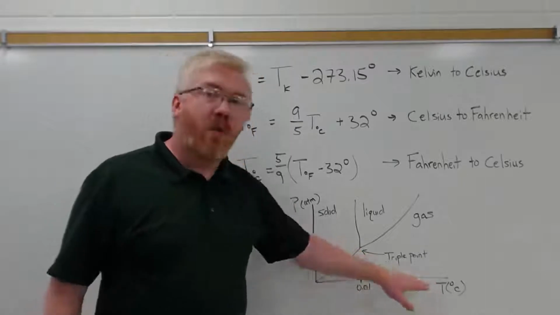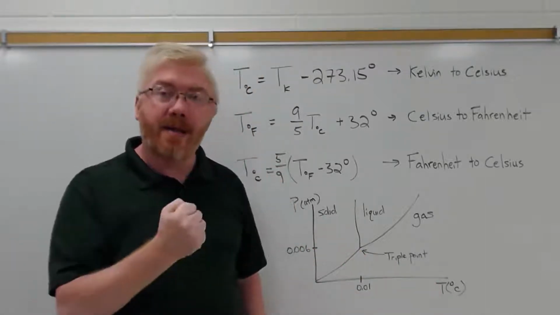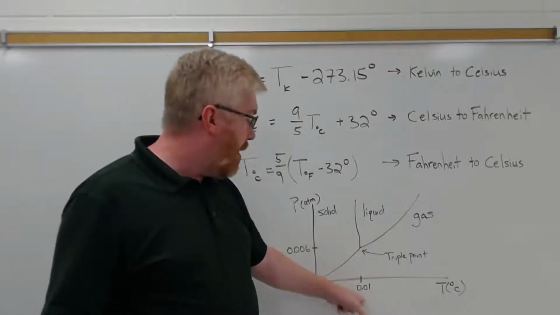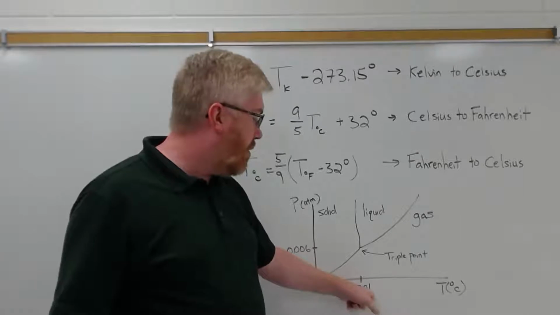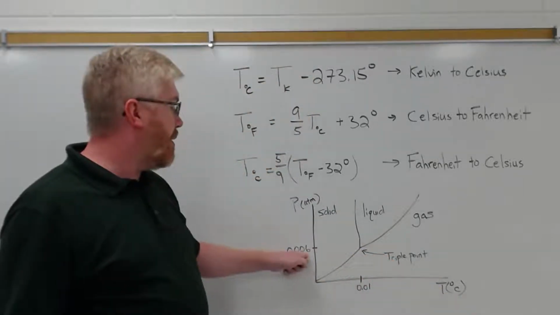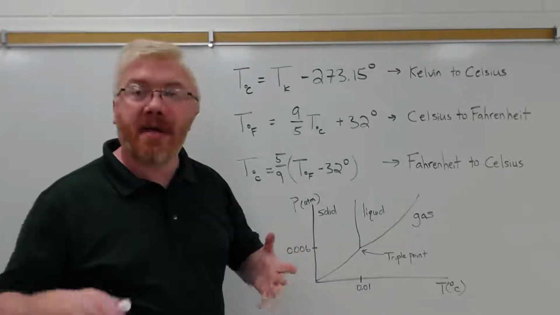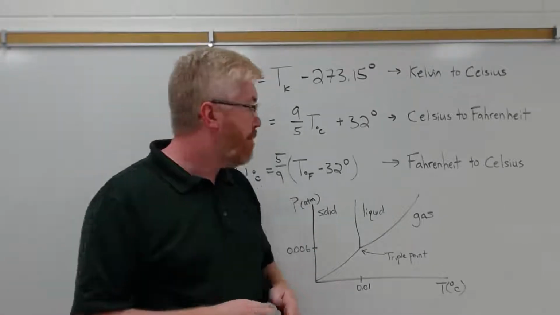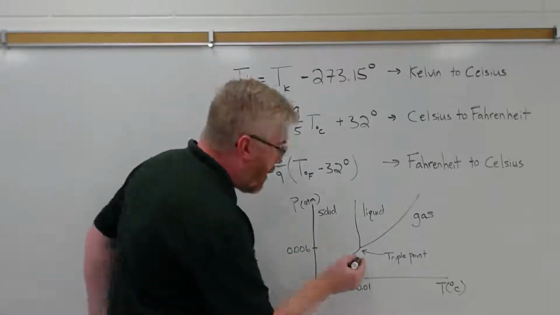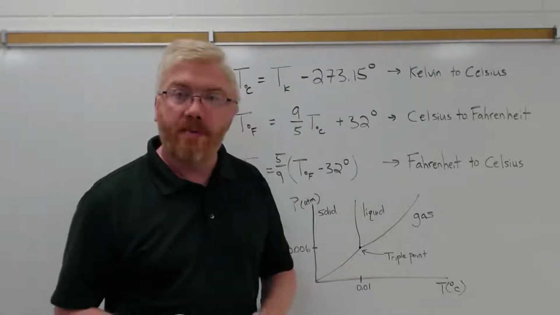The triple point of water is just, if you take a sealed container where you can change the pressure and the temperature in the container, at 0.01 degrees Celsius and at 0.006 atmospheres, so that's 0.6% of the atmosphere at sea level, something interesting happens to water. Water can exist at that point in all three forms.